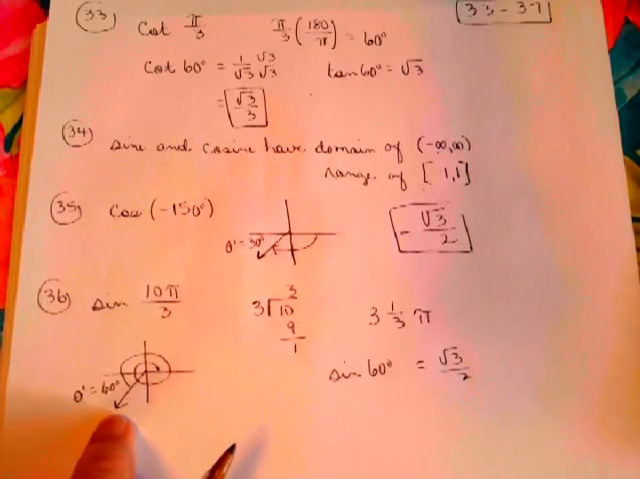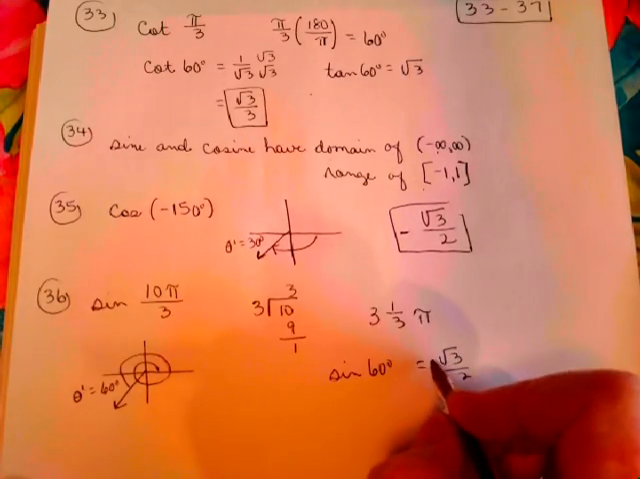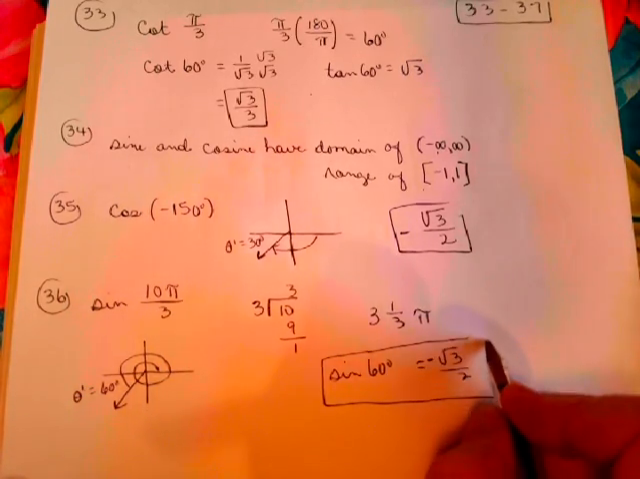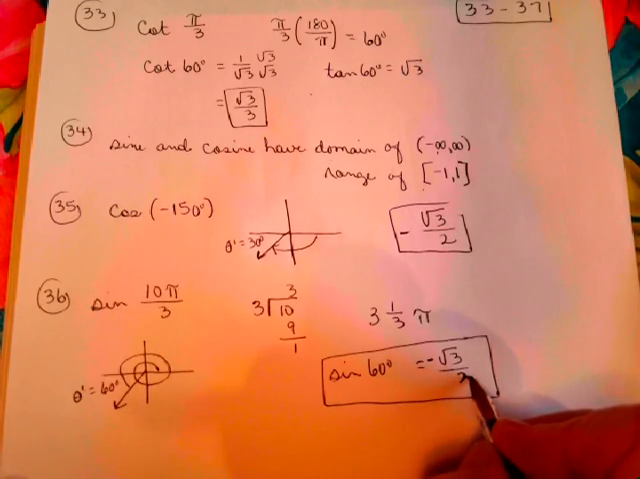In the third quadrant, y is negative. I know that makes sine be negative. My answer is negative square root of 3 over 2.